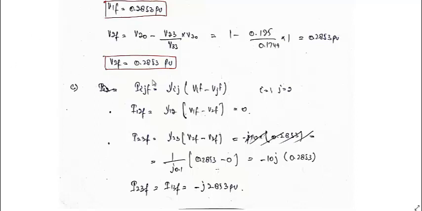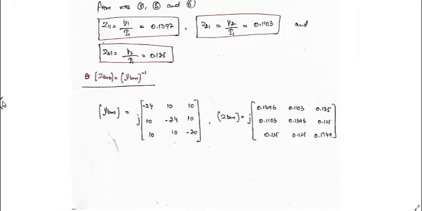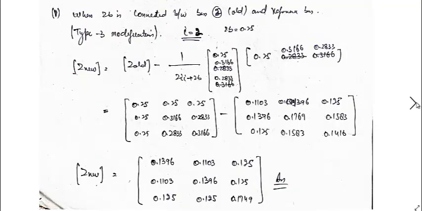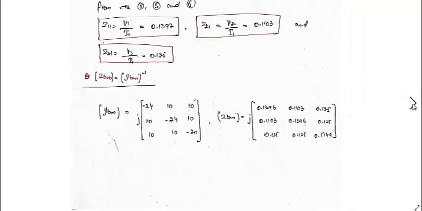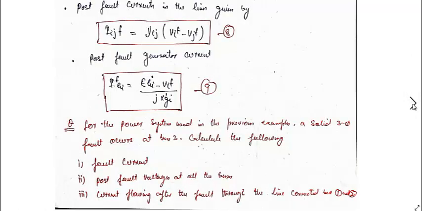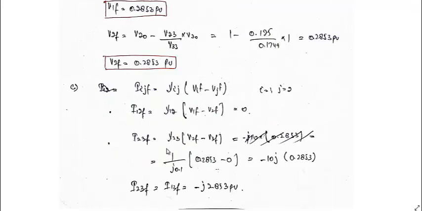Now the current in the line between 1 and 2, with i equal to 1 and j equal to 2, that is I12F, is equal to y12 into (V1F minus V2F). Here it should have been small y12. So y23 will be equal to 1 divided by j0.1, because the impedance of the line connected between bus 2 and 3 is j0.1, into V2F, which is 0.2853, minus 0 because V3F is 0.